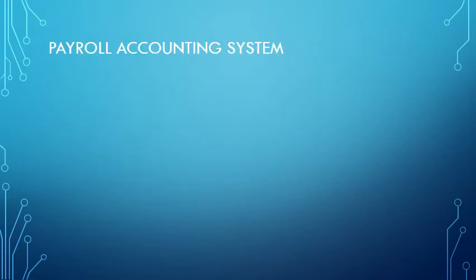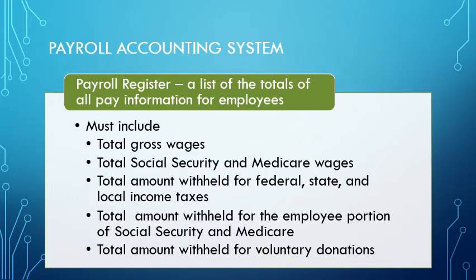Now let's talk about the payroll accounting system, which uses the payroll register. The payroll register is a list of the totals of all pay information for employees, and this must include total gross wages, total Social Security and Medicare wages, total amount withheld for federal, state, and local income taxes, total amount withheld for the employee portion of Social Security and Medicare, and the total amount withheld for voluntary donations.